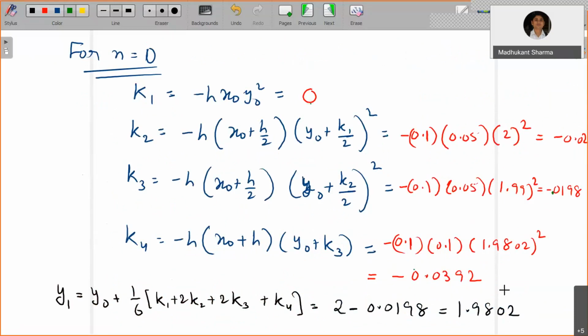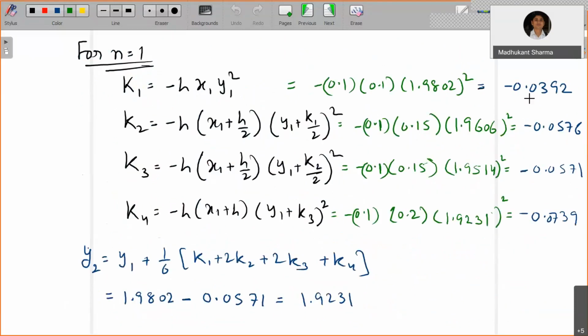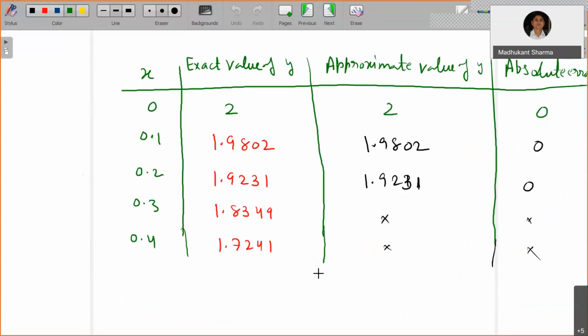Now, similarly for n equals 1, you are going to get the values of k1, k2, k3, k4. So x1, y1 square, x1, so replace xn by x1 on the right side. Then if you update y2, it is going to match exactly till 4 decimal places. So this is what you can call the RK4 method. The rest of the values you can also verify, they are going to match exactly at 0.3 and 0.4. So this gives you a very good approximation.